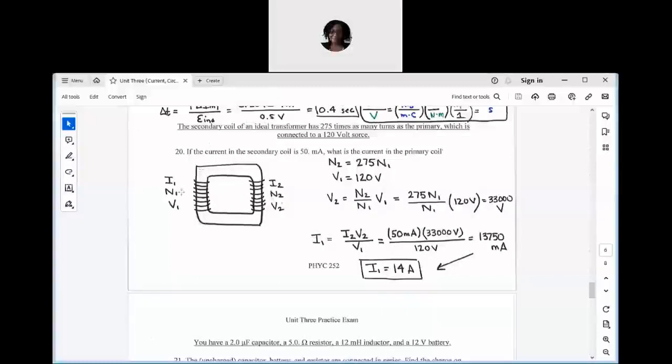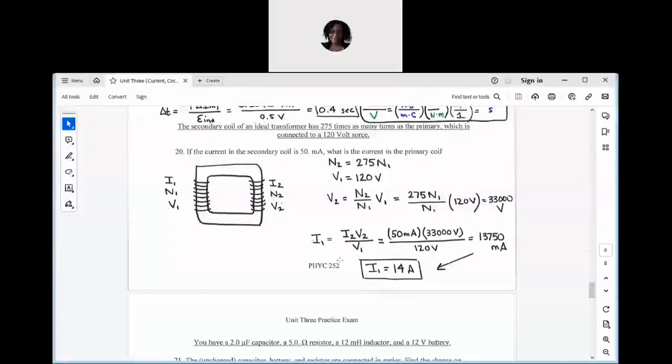So I drew a quick sketch here with all of my primary information on one side, all of my secondary information on the other, and I'm trying to figure out what the current in the primary coil is. In order to do that, I need to know something about what the voltage on the secondary coil is. And if the primary is connected to a 120 volt source, V2 would just be 275 times what that primary voltage is. Because of the way I have this written out, N1 cancels. So this is 33,000 volts.